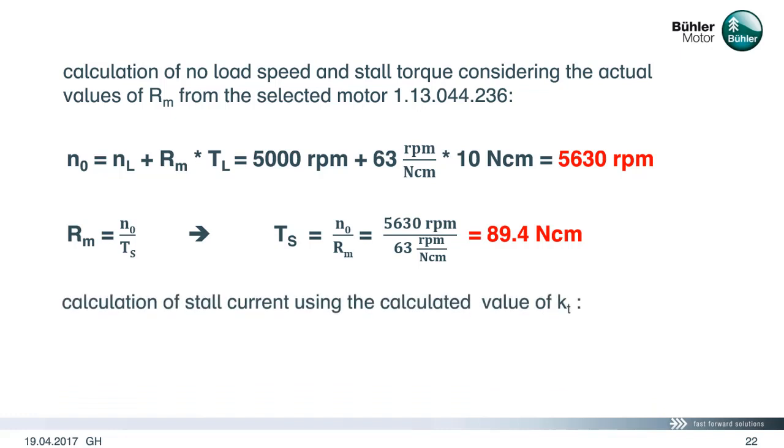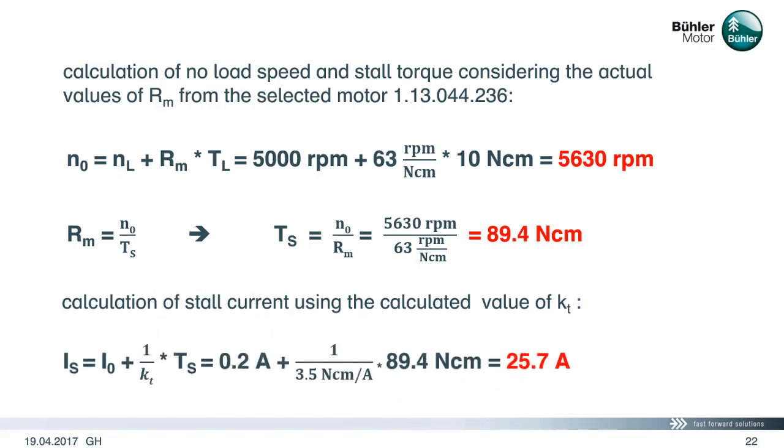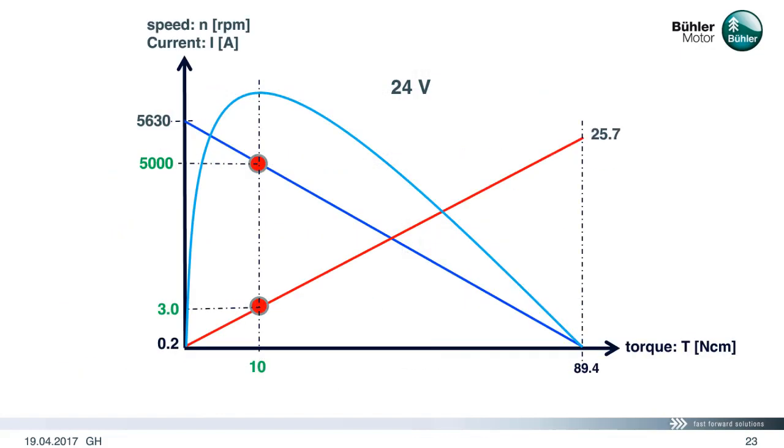The calculation of the stall current using the calculated value of K sub T shows that our stall current would be 25.7 amps. Here we can see the performance curve of our target motor based on the parameters of the selected motor 113.044.236. Within the next session, I will show you what has to be done to modify the selected motor 113.044.236 to meet the target performance curve exactly.